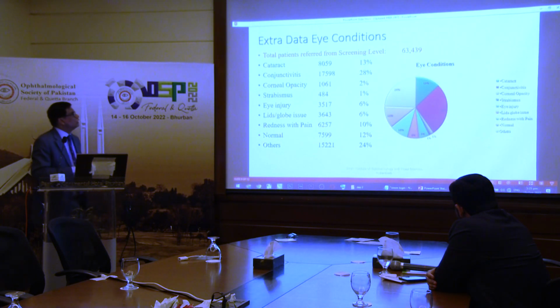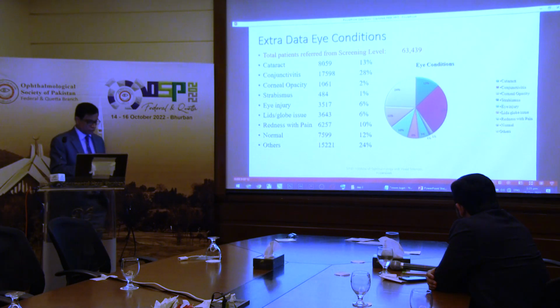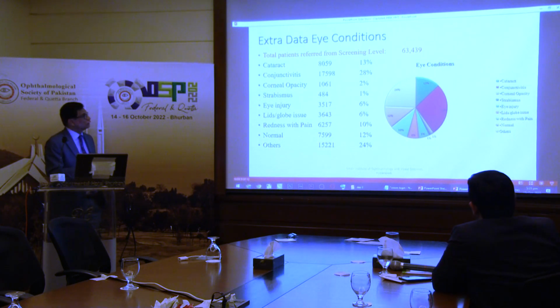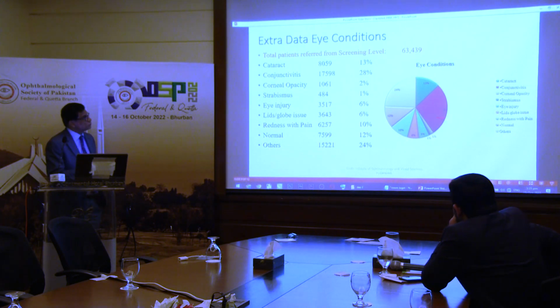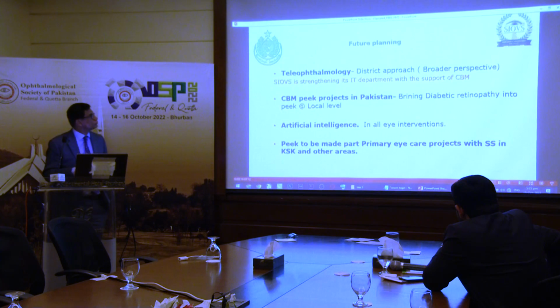So these were the eye conditions which you can see in our community. The maximum number was conjunctivitis, which is about this amount, and then cataract was 8,059, 13%, 28% was this, and this is the remaining data which you can see about the patients who have these conditions.